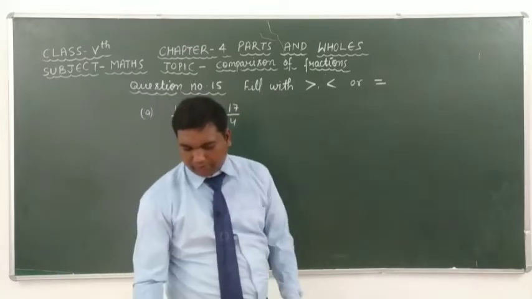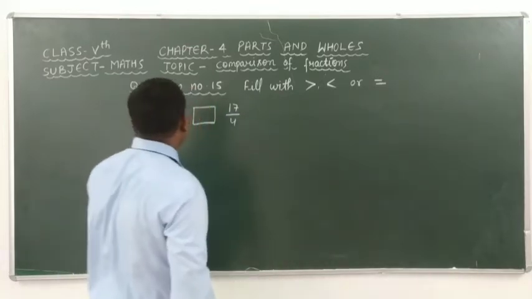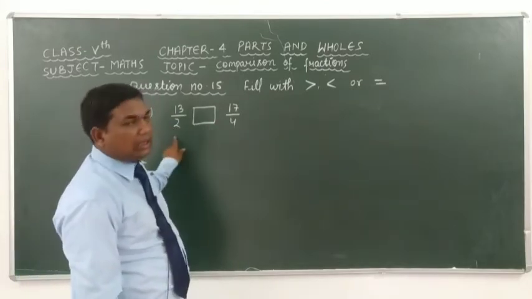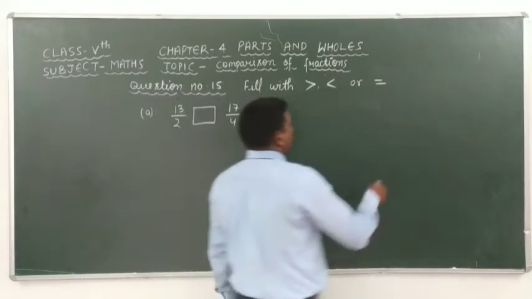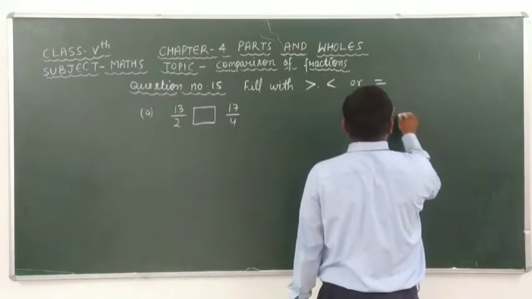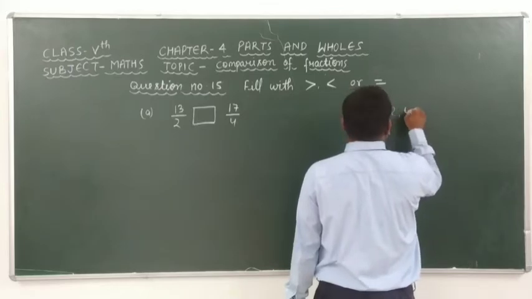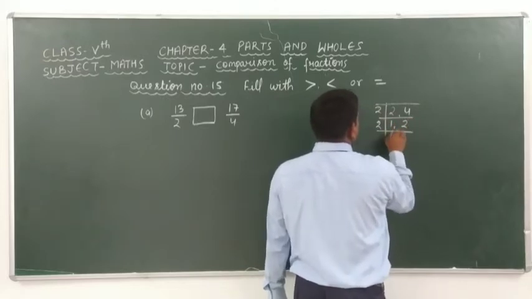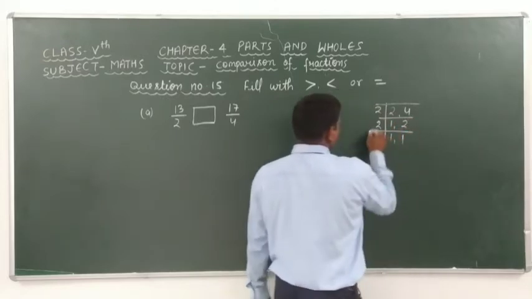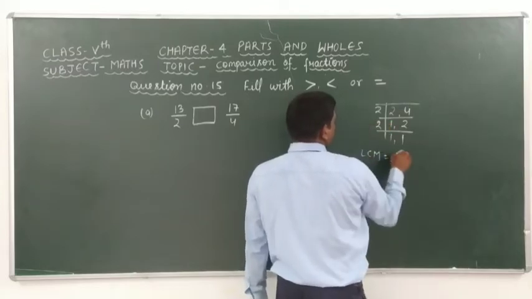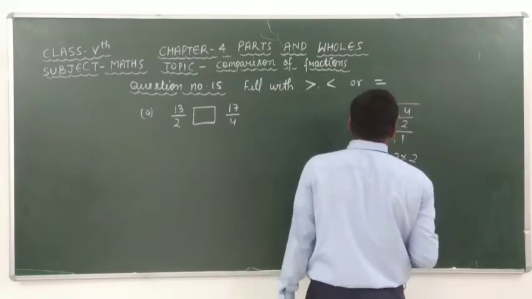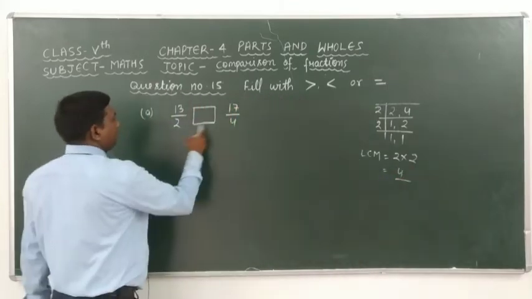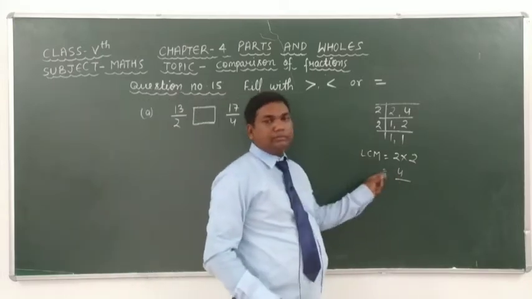Okay students, look at here carefully. In this question, firstly we have to take the LCM of 2 and 4 because it is an unlike fraction. Here we get 2 1s are 2, 2 2s are 4, again 2 1s are 2. Then the LCM of 2 and 4 is 2 2s are 4. Okay students, here we get 4 as LCM.